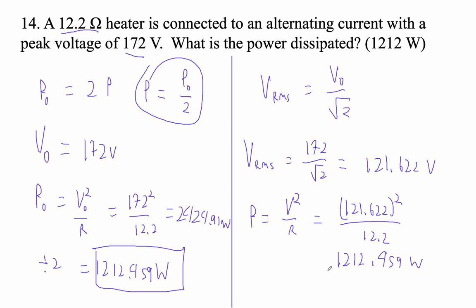watts. And of course, the reason it works the same is that you're squaring V. So if you've got the square root of 2 in the denominator and you square it, their net effect is just divide by 2. Okay. All right.